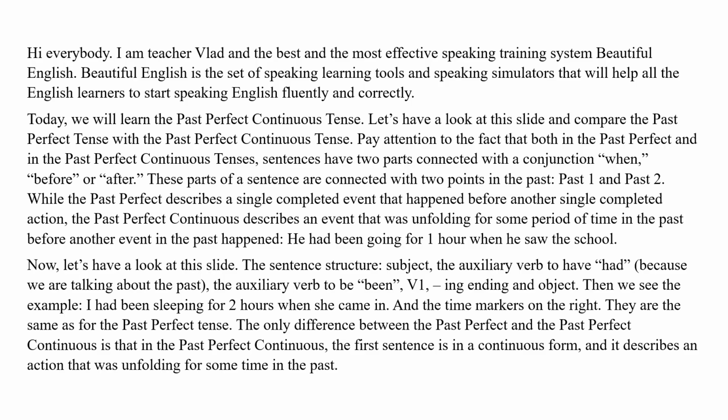The sentence structure: subject, the auxiliary verb to have, had, because we are talking about the past, the auxiliary verb to be, been, verb 1, ing ending, and object. Then we see the example. I had been sleeping for 2 hours when she came in, and the time markers on the right. They are the same as for the past perfect tense.